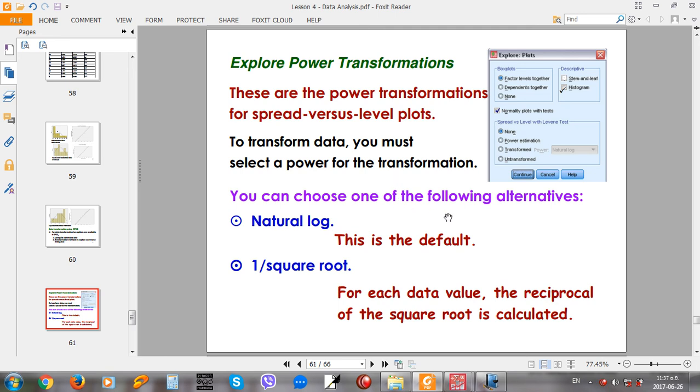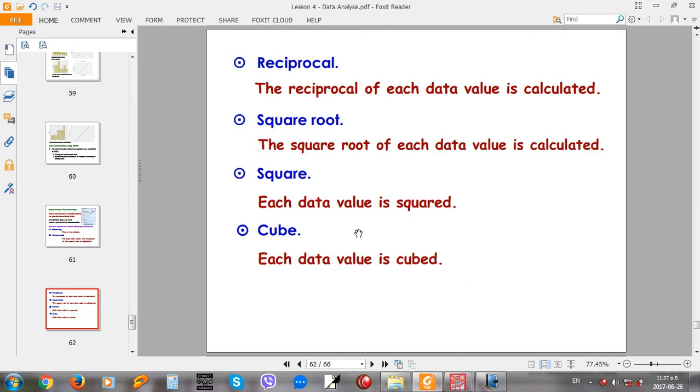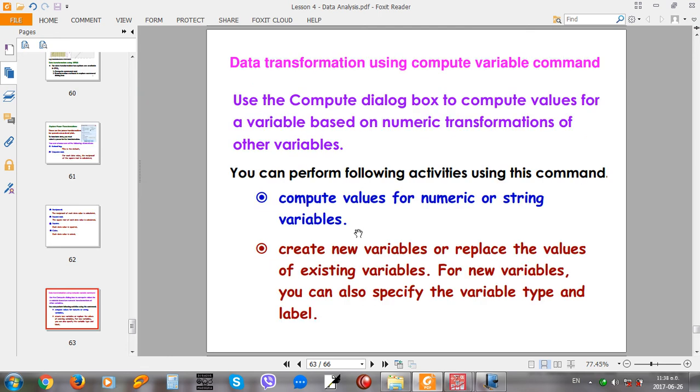You can choose one of the following alternatives: natural log, 1 over square root, reciprocal, square root, square, cube. These are the alternatives you can take. Data transformation can be done using a variable command, the compute dialog box, computing variables based on numerical transformation of other variables.